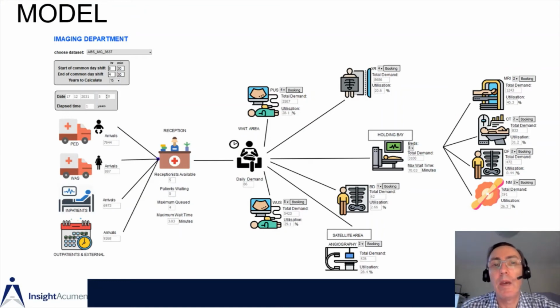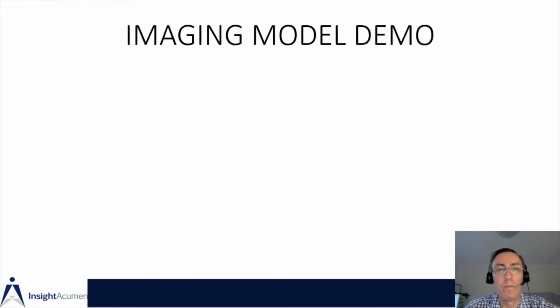And here is a part of the canvas of the imaging model in ExtendSim. So from left to right, we can see pediatric, women, inpatients, outpatients, and external, arriving to reception, into waiting area. We also have a holding bay. The other areas are the modalities or services in this particular system. Towards the top, the user can also select a data set from this drop-down menu to run through the model. And here is the imaging model demonstration.